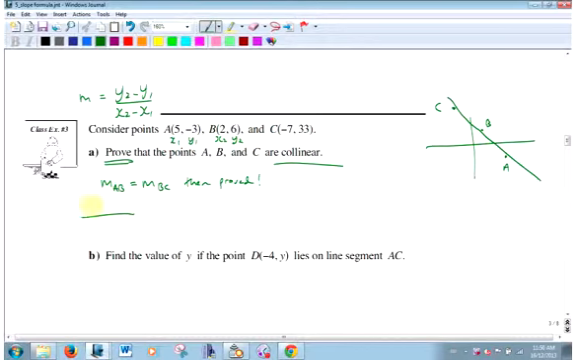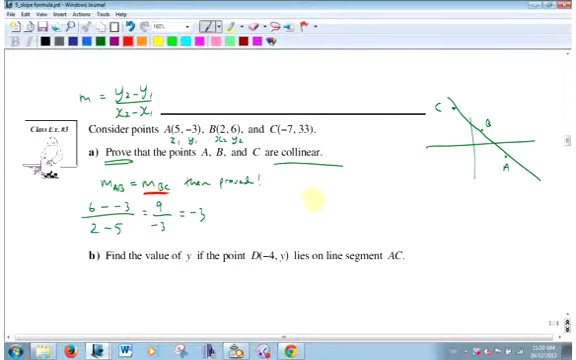Okay, so y2, 6, minus, what's y1? Minus 3. x2 is 2, minus, what's x1? 5. So 6 plus 3 is 9. 2 minus 5 is minus 3. Does 3 go into 9? Like 3 times? Yes. So this is negative 3.